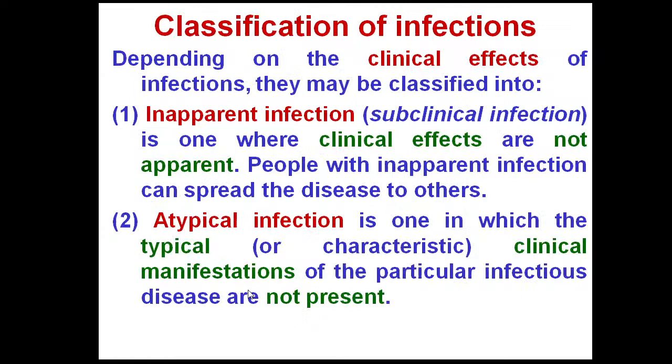So, infections also can be classified according to the clinical symptoms or clinical effects of the disease. Infection can be, as we see in the chart, subclinical, when the clinical effect is not apparent, right? But usually these patients are still contagious and may serve as a source of infection. And also atypical infection, when the symptoms look different from the regular ones.